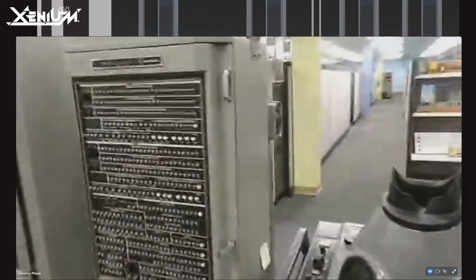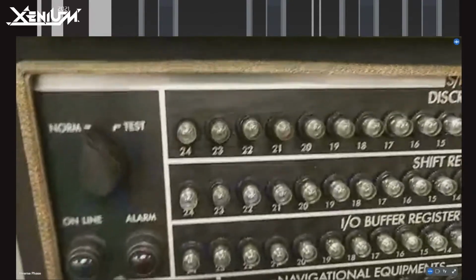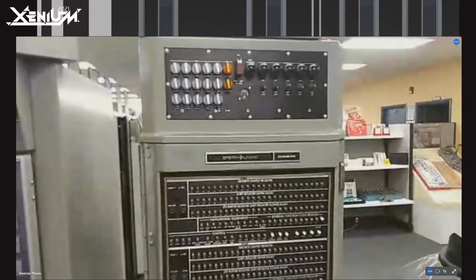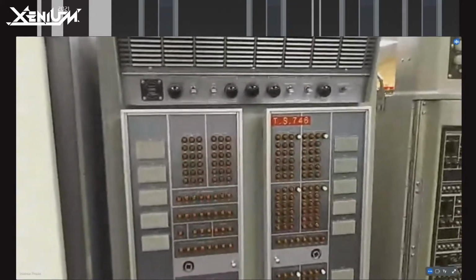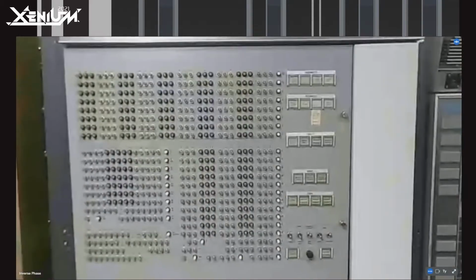If you have something for the last 60 seconds to show us, please do this now. This is a 25-bit modem, and an 18-bit machine. Actually, I didn't show you the control panel of the UNIVAC, so here is the 490's control panel.